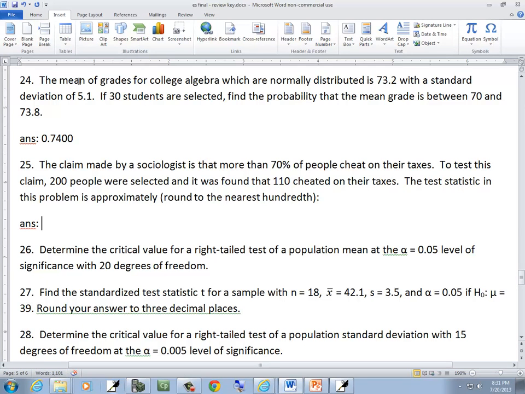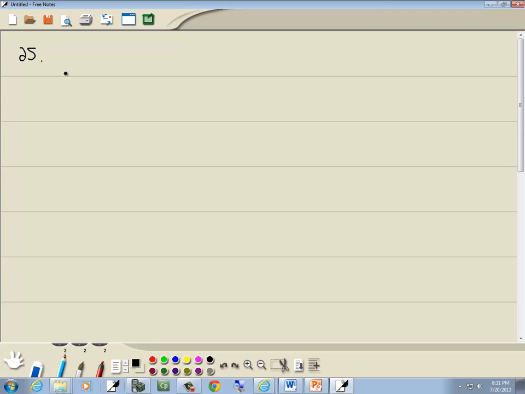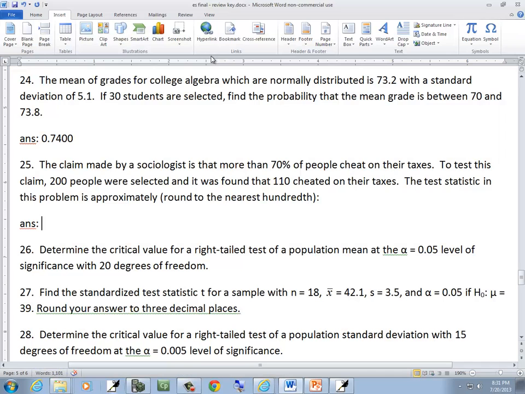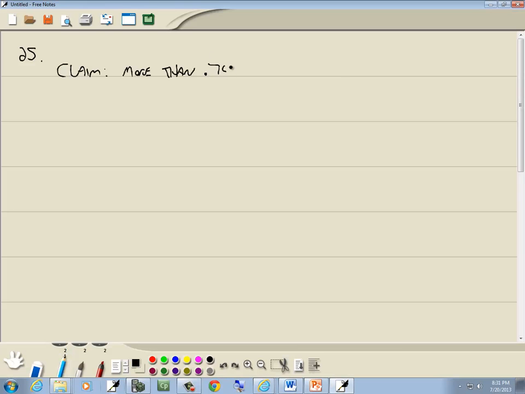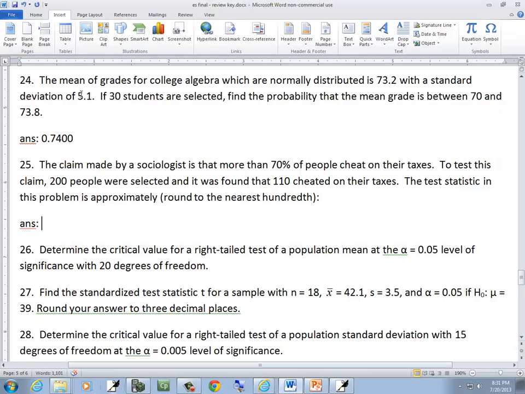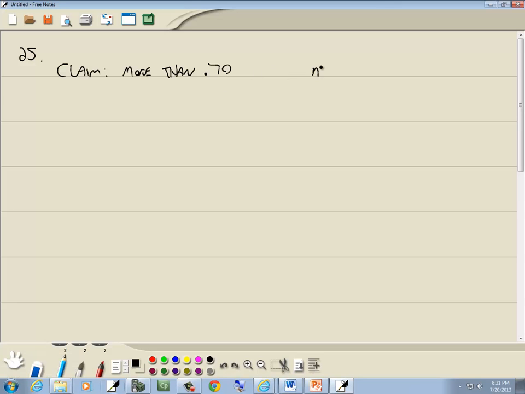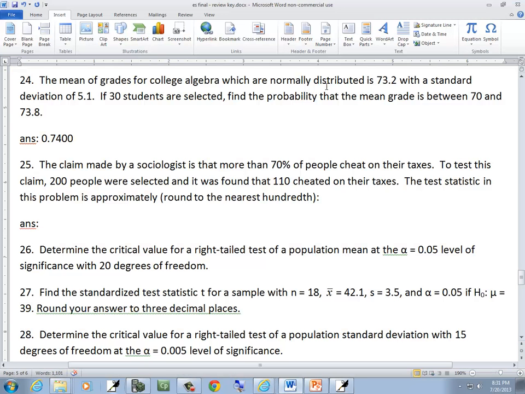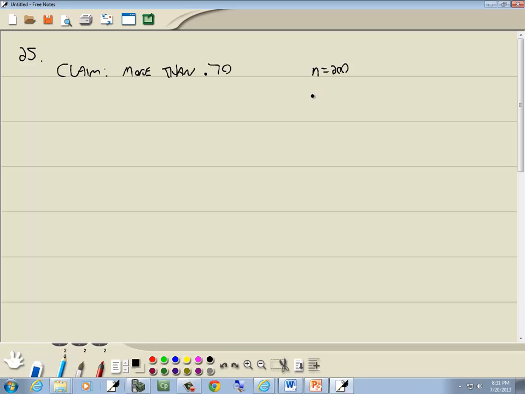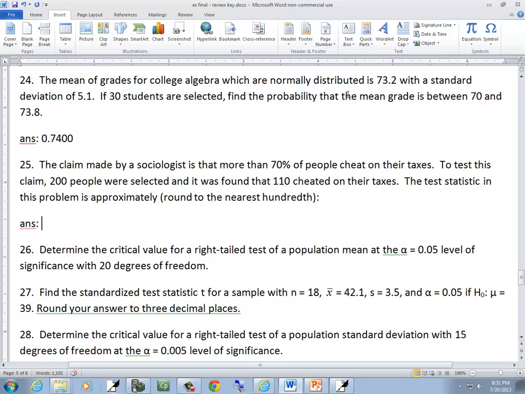So it says, claim made by a sociologist is that more than 70% of people cheat on their taxes. So more than 70%, and you want to put it in decimal form. To test this claim, 200 people were selected. So n is 200. And it's found 110 cheated on their taxes. So x is 110. And this wants us to find the test statistic.